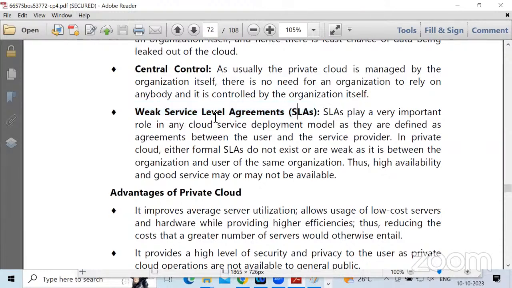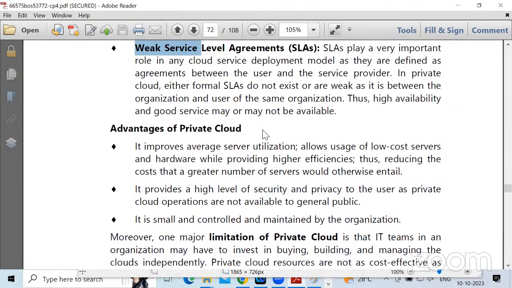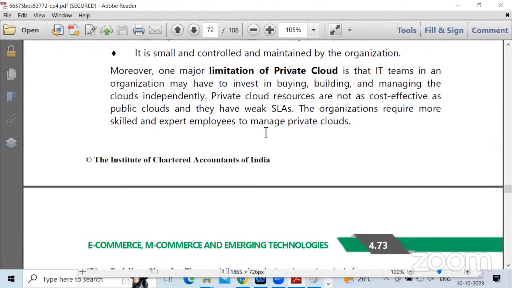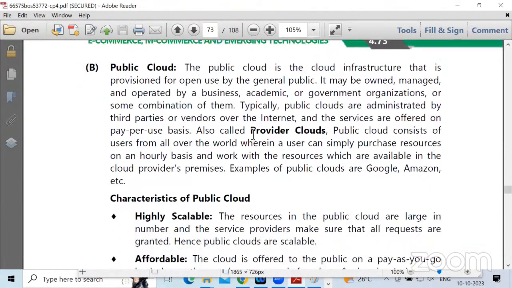Now, this is weak in case of private cloud. Why? Because it is within you, the service is provided by you, and it is available by you. Therefore, there is no big deal. Whereas in public cloud, it will be strong. Then advantages, disadvantages, just go through that.